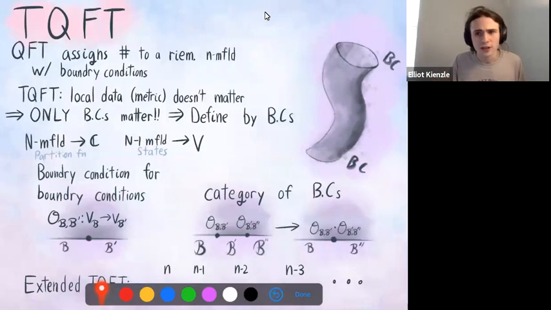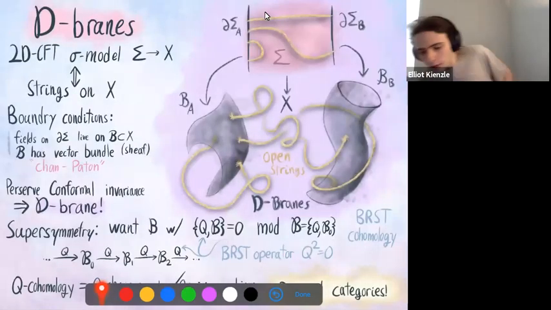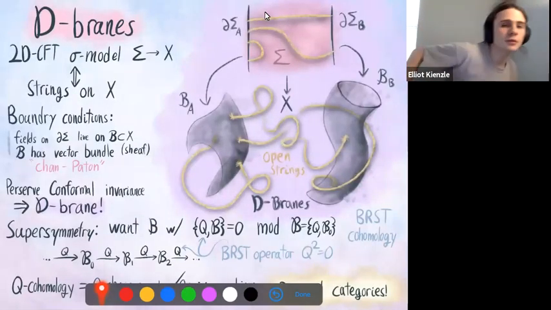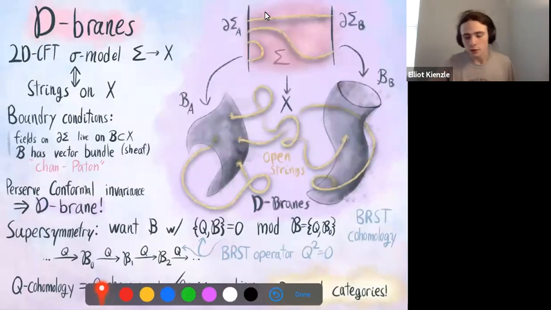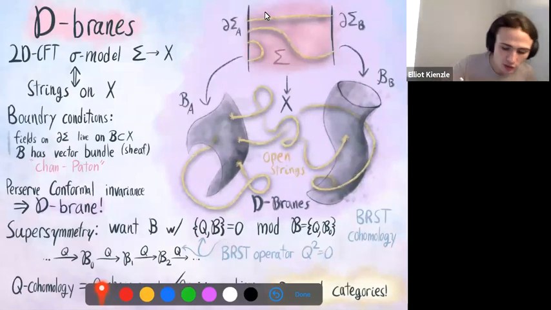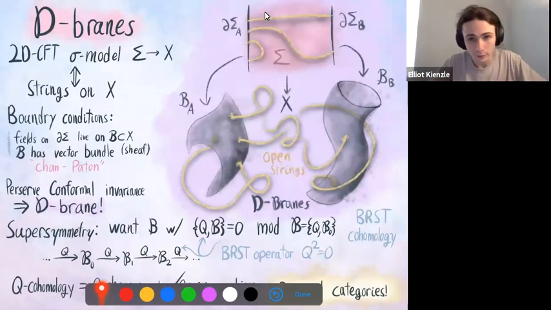So what do these boundary conditions look like? Well, this is the notion of a D-brane. So we're in a two-dimensional case. What we're considering is essentially a two-dimensional manifold and a sigma model on it, so it maps to a target space X. And this is actually a two-dimensional conformal field theory.